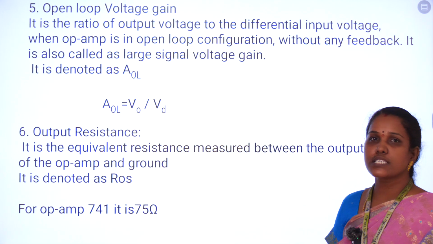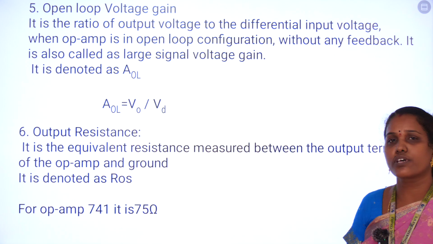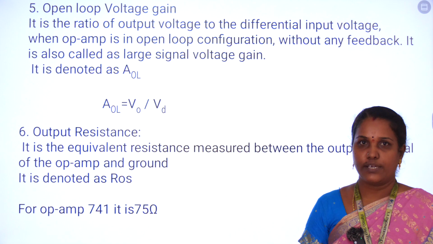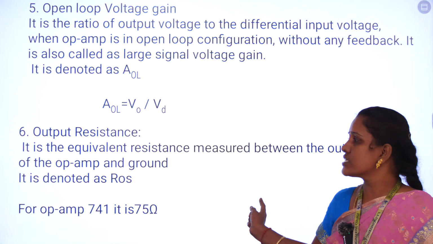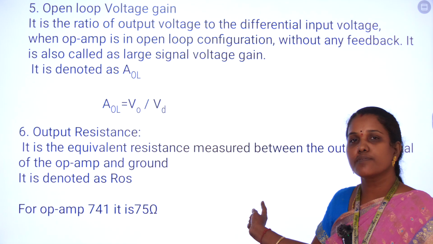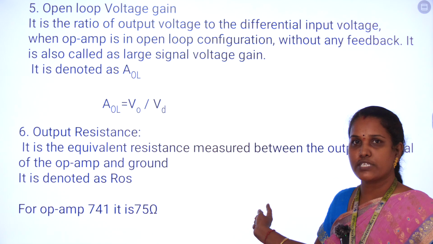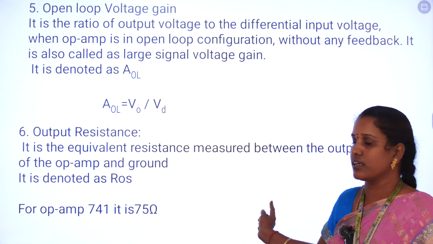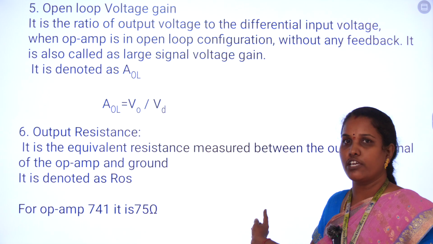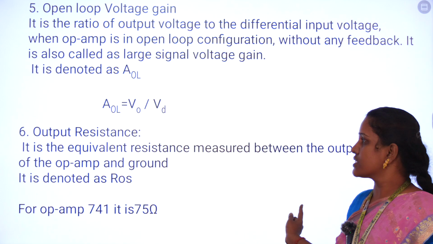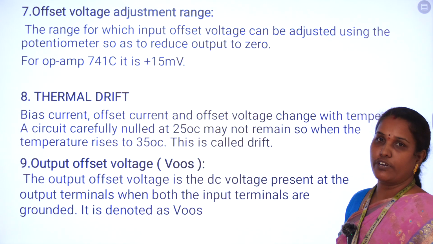The last parameter is output resistance. The output resistance for the ideal case of IC741 is low, that means 0, because we can assume that the difference of the input given to the operational amplifier 741 is 0. So at that time you get the minimum. In practice, 75 ohm is the output resistance for the IC741.